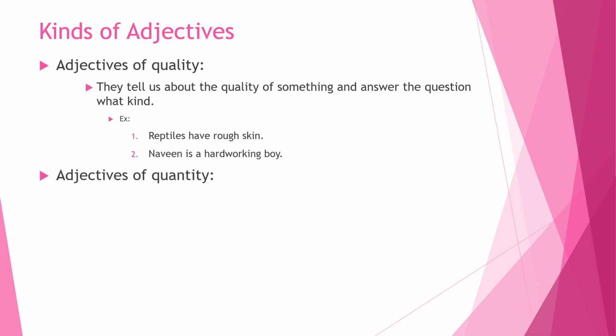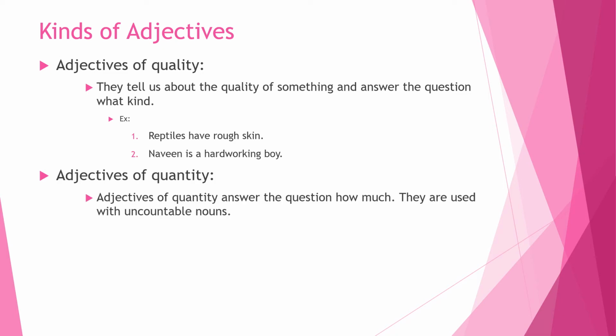The next kind of adjective is adjectives of quantity. Adjectives of quantity answer the question, how much? They are used with uncountable nouns. For example, Sarah does not have much work to do. Here in this sentence, work is an uncountable noun.